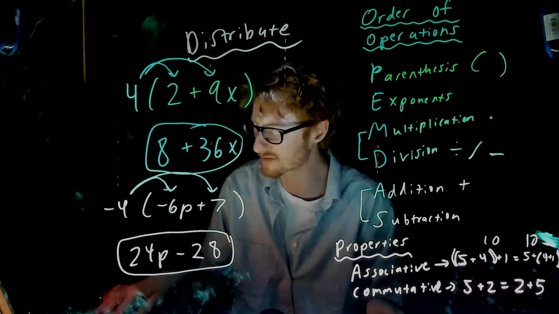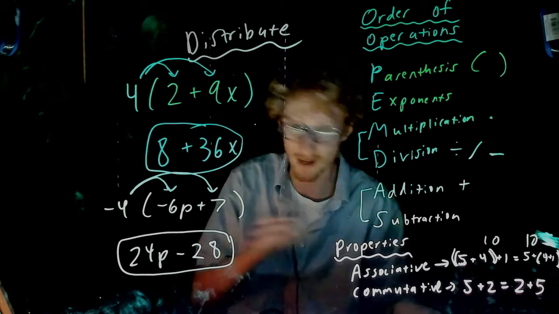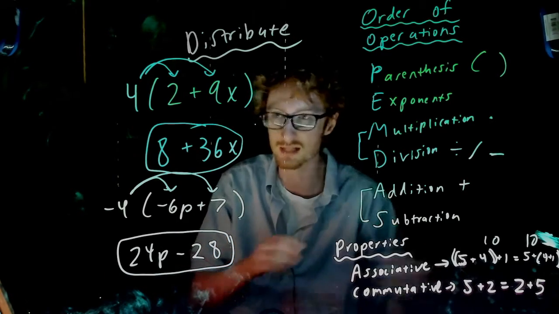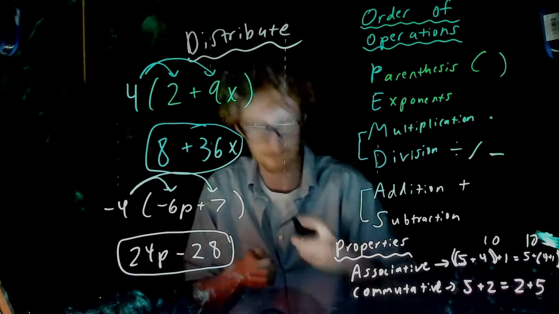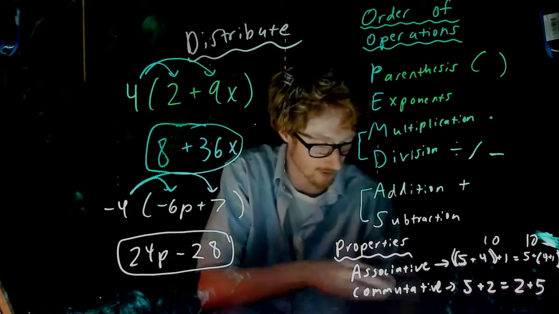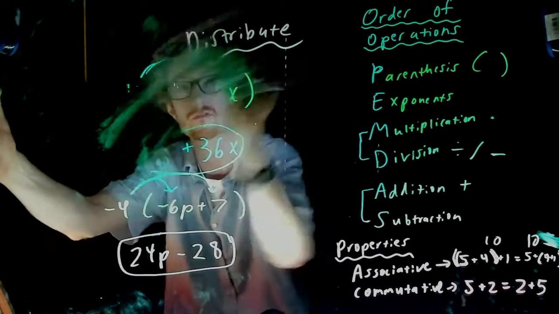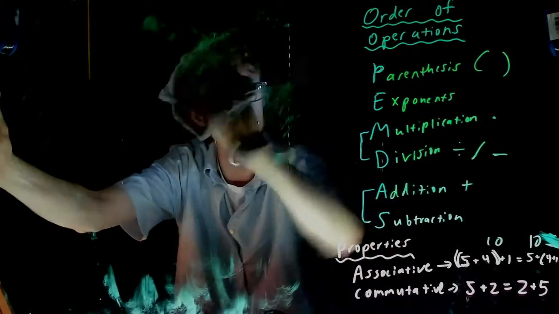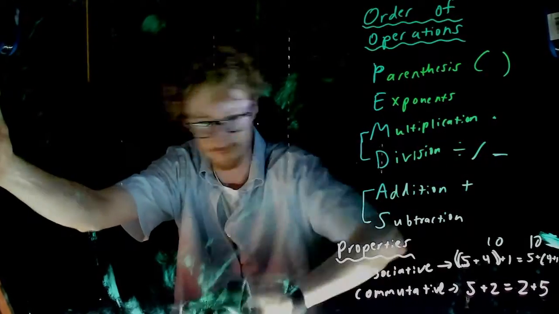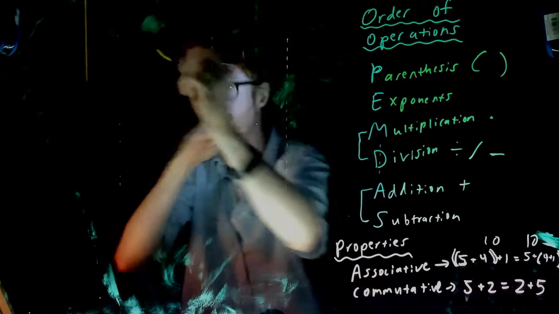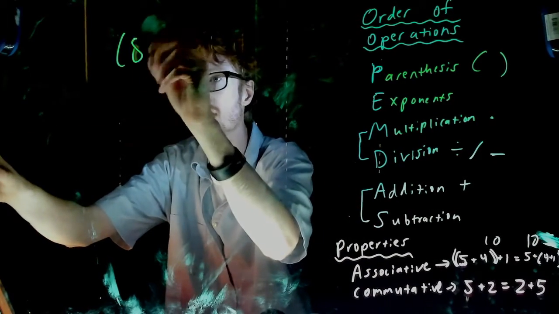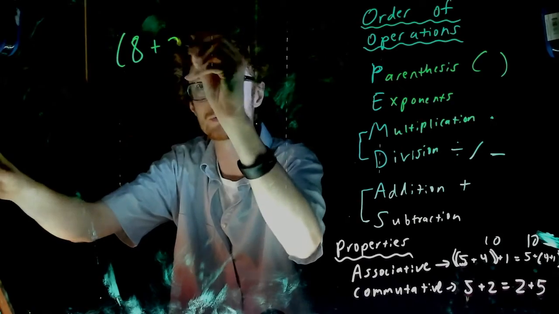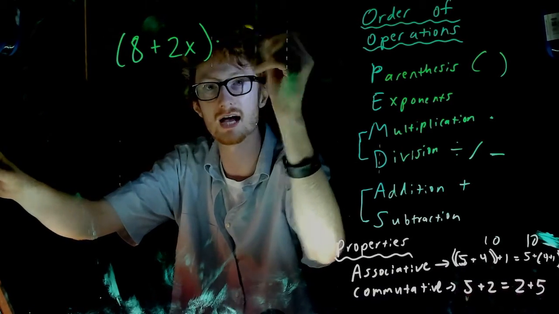Now, what if you have things that are in a slightly weird order? Some people get weirded out when something is in a different order. So let me erase this real quick. I'm going to flip this around, okay? Instead of putting the number in the front, I'm going to put the number in the back, which makes people kind of scared, but it's okay. It works the exact same way. Let's say you have 8 plus 2x, and then times a 4.